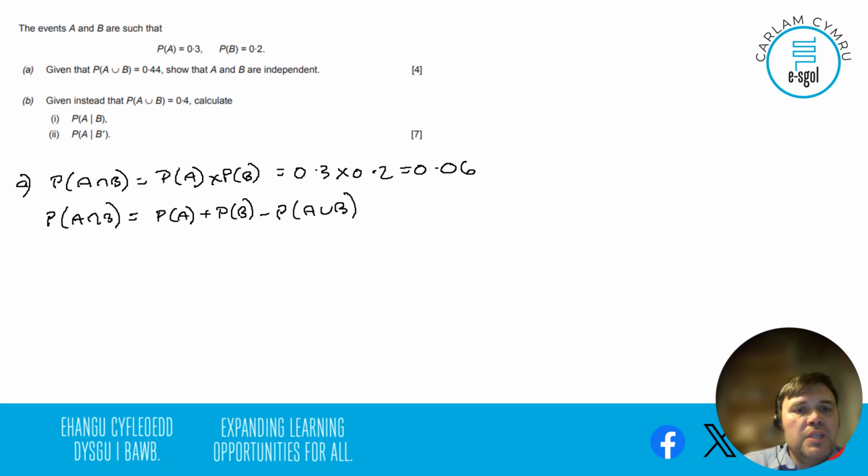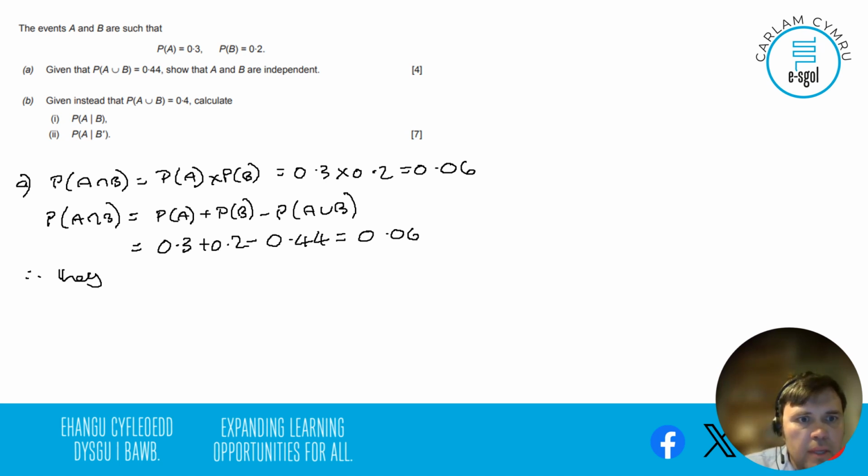Most of the time, these two are interchangeable with each other, but for the purposes of this, I'm just going to write it like that. So it is 0.3 plus 0.2 minus 0.44, which also gives you 0.06. Therefore, they're independent because both formulas match.